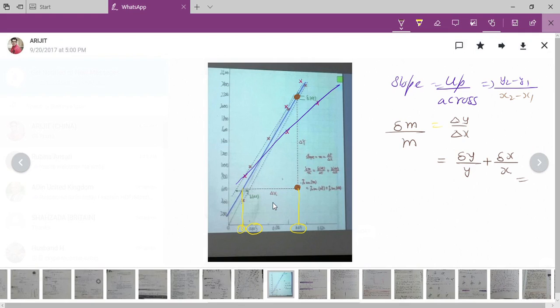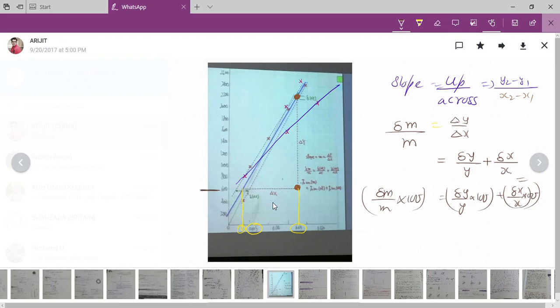The percentage error when calculating the slope, percentage del m upon m times 100, equals del y upon y times 100 plus del x upon x times 100, okay? So del y upon y into 100 shows how much percent y is increasing.